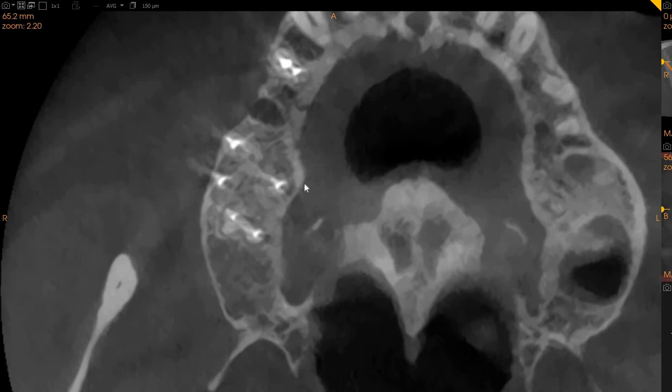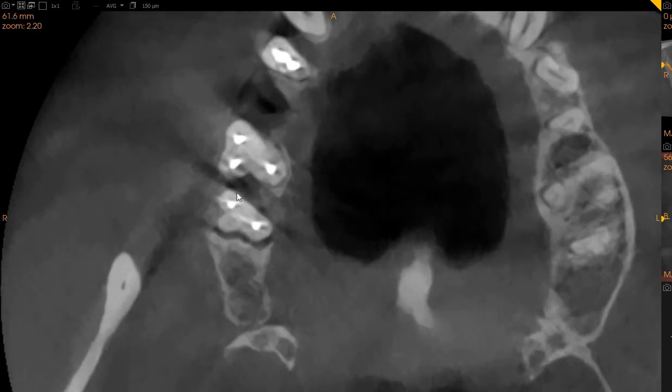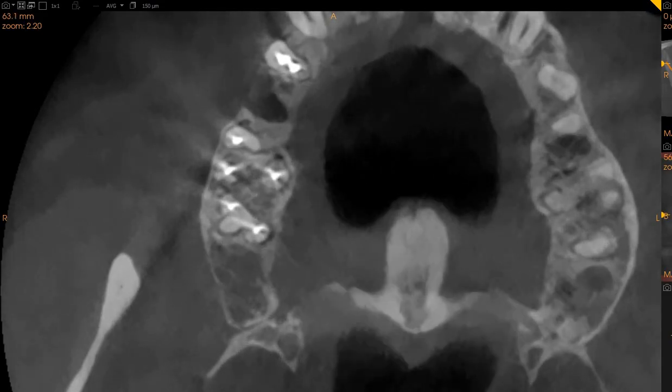Zoom in. There you go. Now we will be able to see if there is any crack in this tooth. Definitely we see signs of a radiolucency, a PDL widening in the distal aspect of this tooth. Here you can see that very clearly.